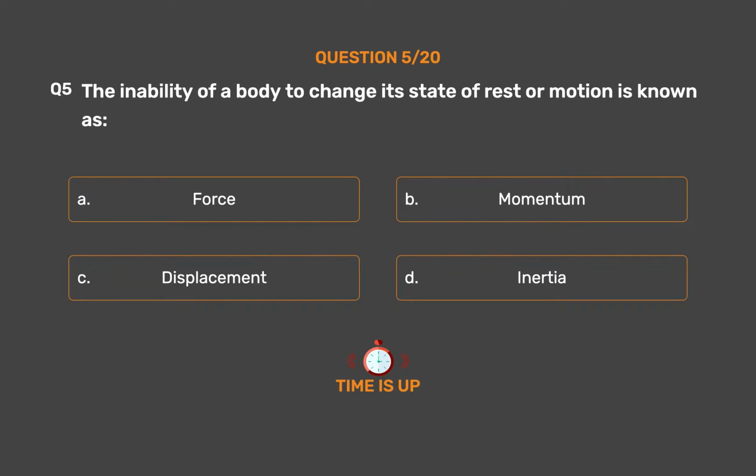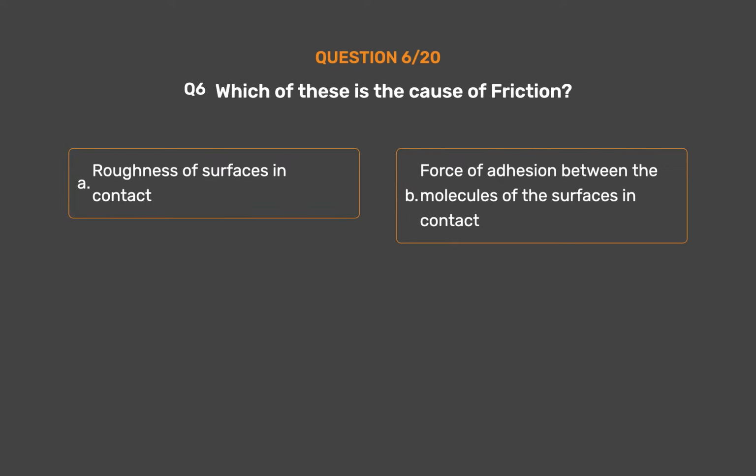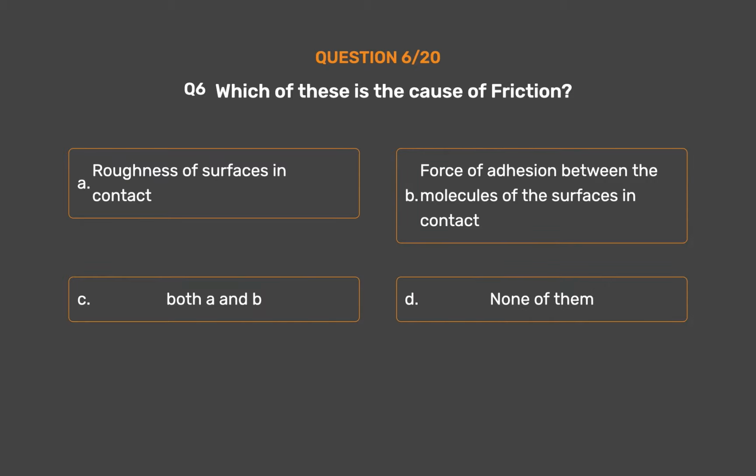The correct answer is Option D. Inertia. Question number 6. Which of these is the cause of friction? Option A. Roughness of surfaces in contact. Option B. Force of adhesion between the molecules of the surfaces in contact. Option C. Both A and B. Option D. None of them.